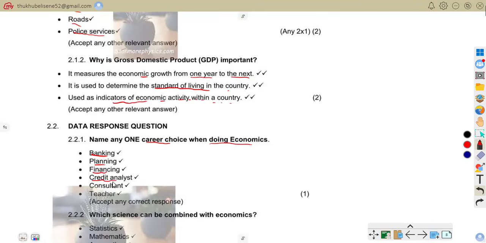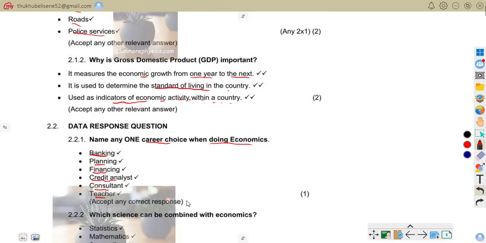Credit analyst evaluates if people or businesses can repay loans. Consultant gives expert advice to improve business performance. A teacher educates learners about economics or business subjects. So that is a career choice when doing economics.